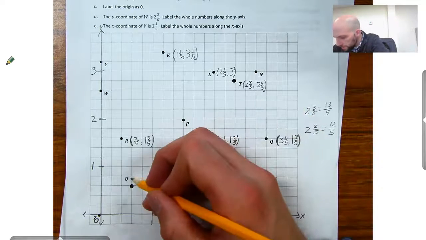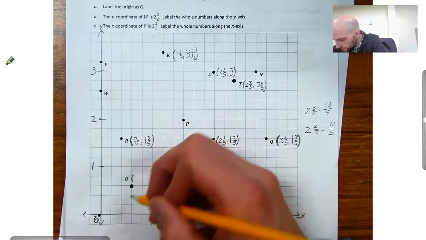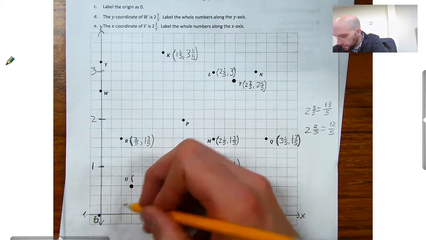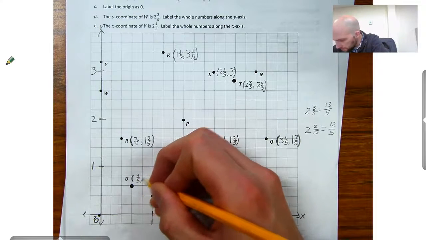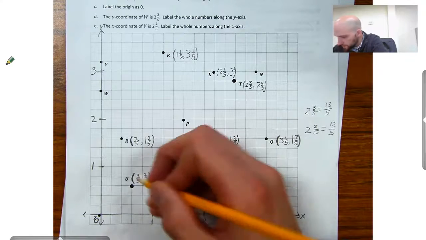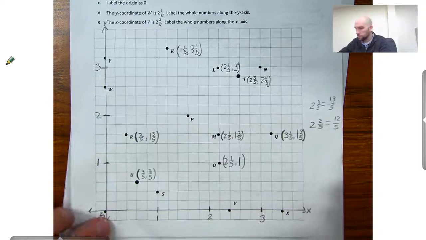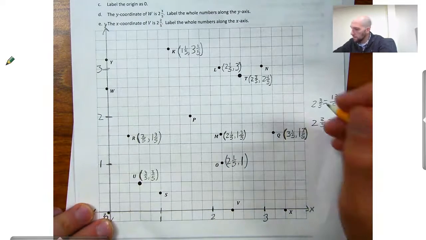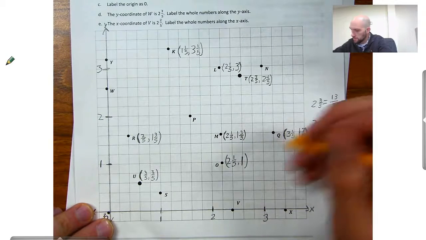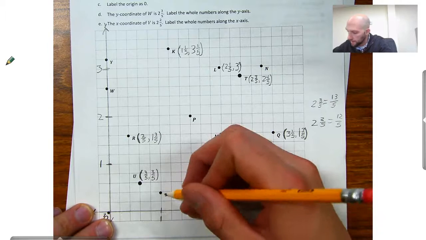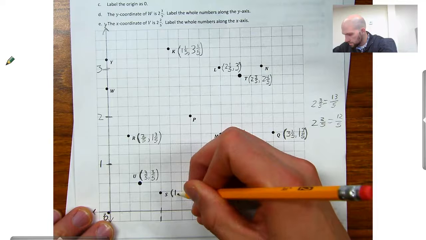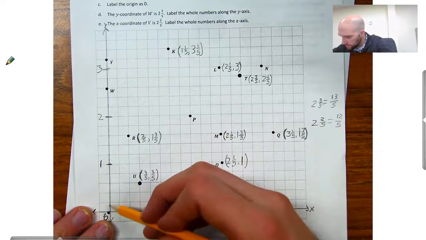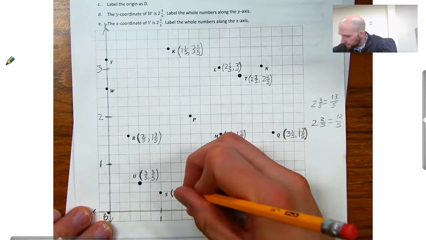U is going to be 3 fifths by 3 fifths. S is right down here. That'll be 1 on our x-axis, and 2 fifths on our y-axis.